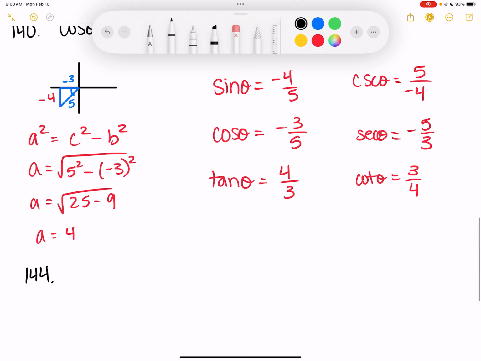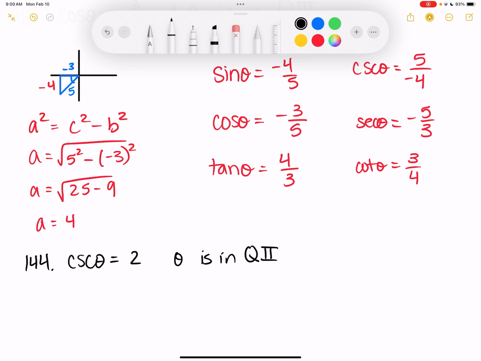144 is the cosecant of theta equals 2, and they tell us theta is in quadrant 2.